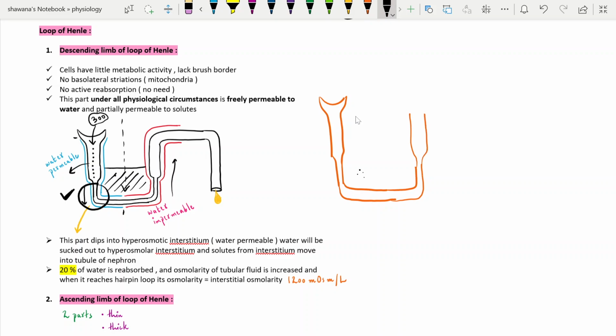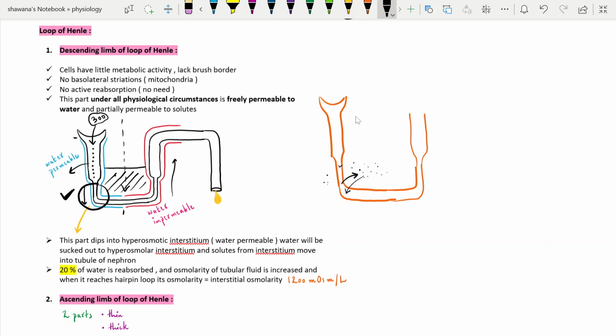So a lot of solutes are present here. What will the water inside do? The water in the descending limb of loop of Henle will move out towards the hyperosmotic gradient. A gradient is already established and water needs to follow it. It's the property of water that it flows from low concentration towards high concentration of solutes, and some of the solutes from the interstitium will move into the tubule.